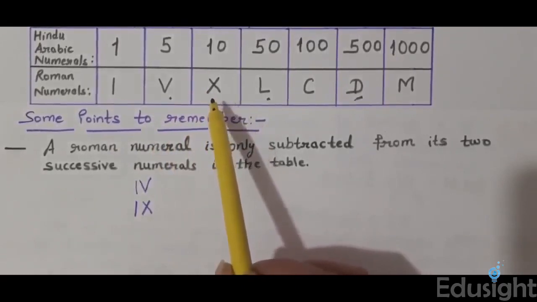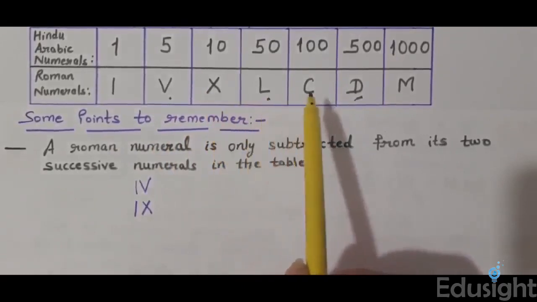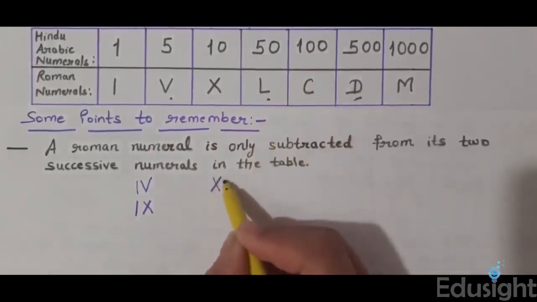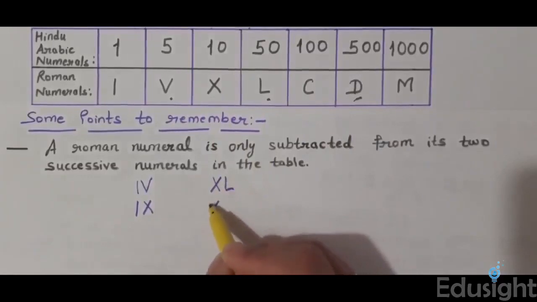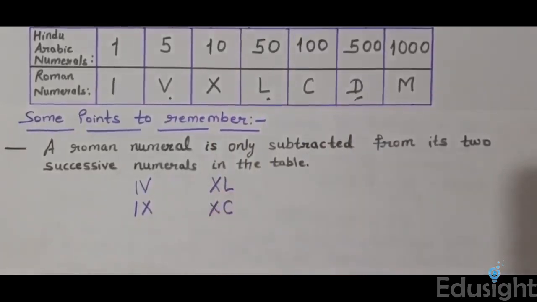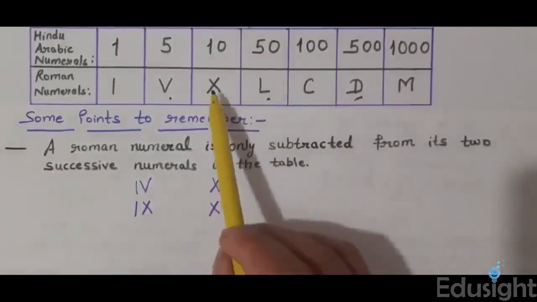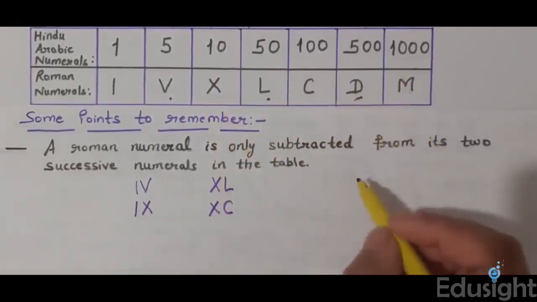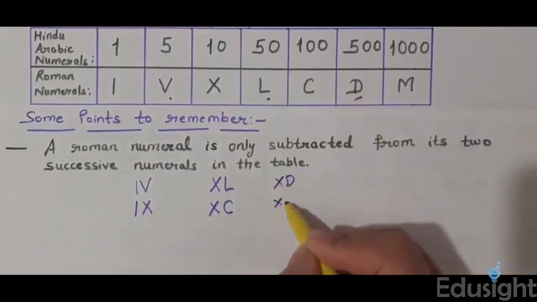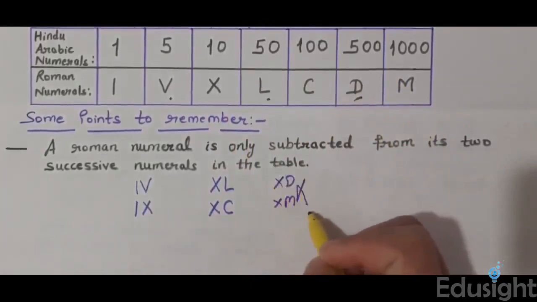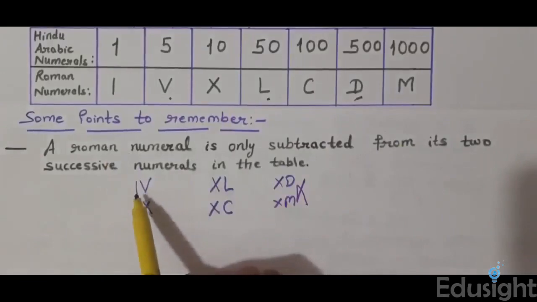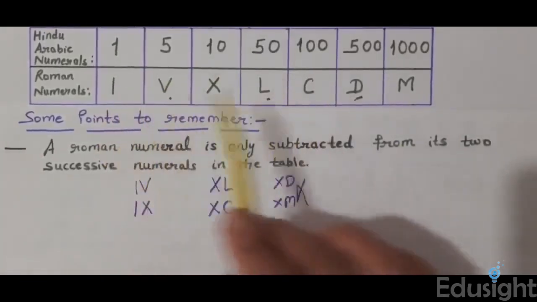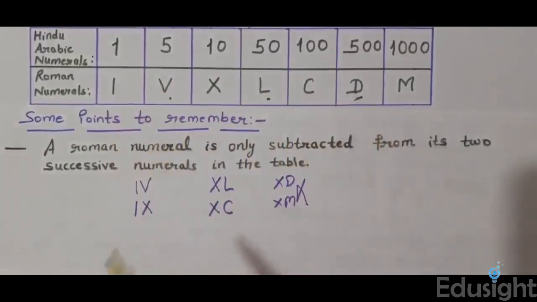X can only be subtracted from L and C. Its two successive numerals. That is, X can be written on the left of L and the left of C only. X can never be subtracted from D or M. XD or XM are not possible. These are meaningless. Similarly, I forgot to tell you, IL, IC, ID and IM are also not possible.